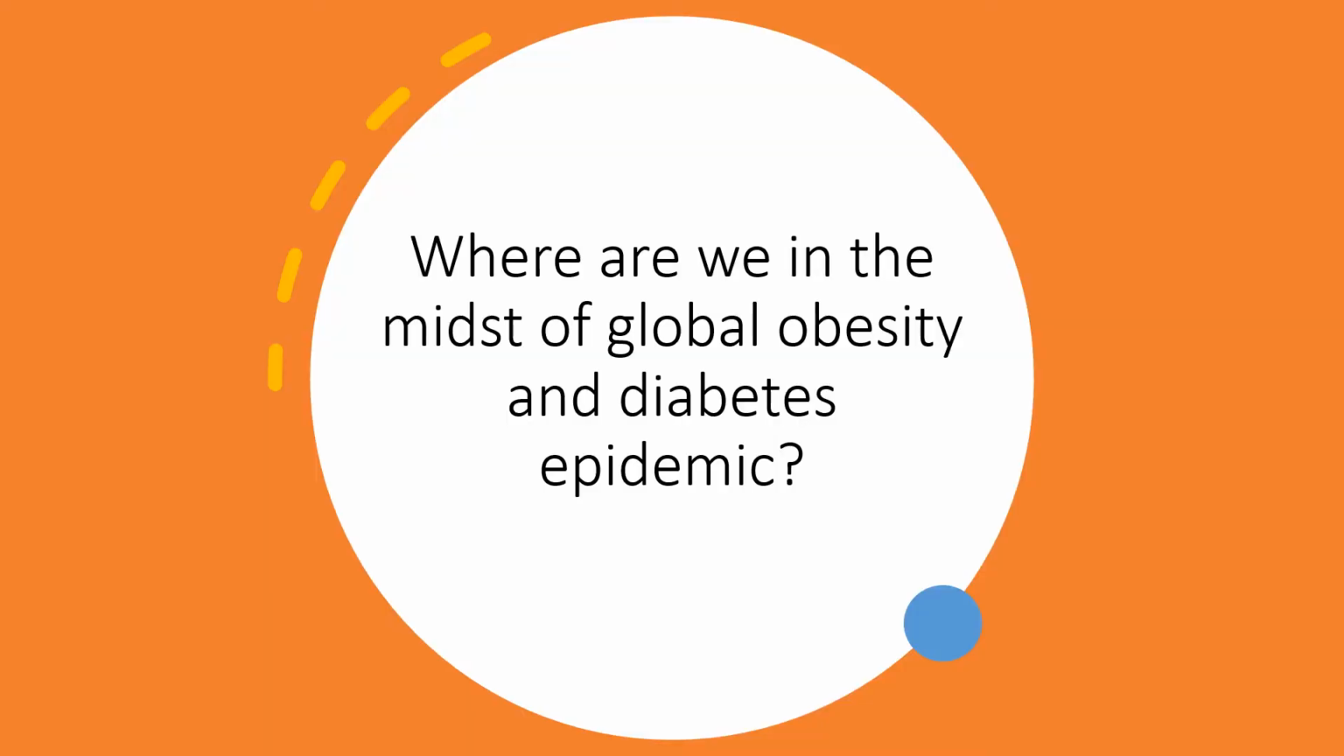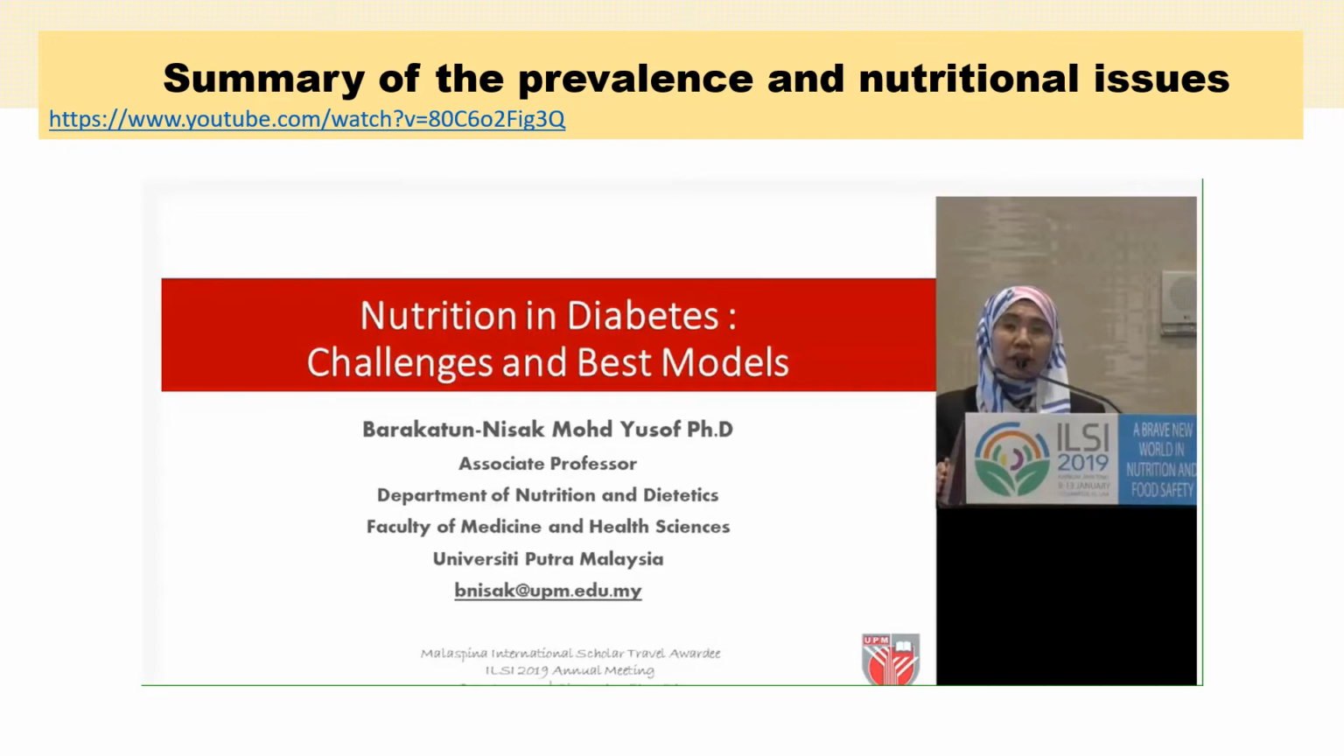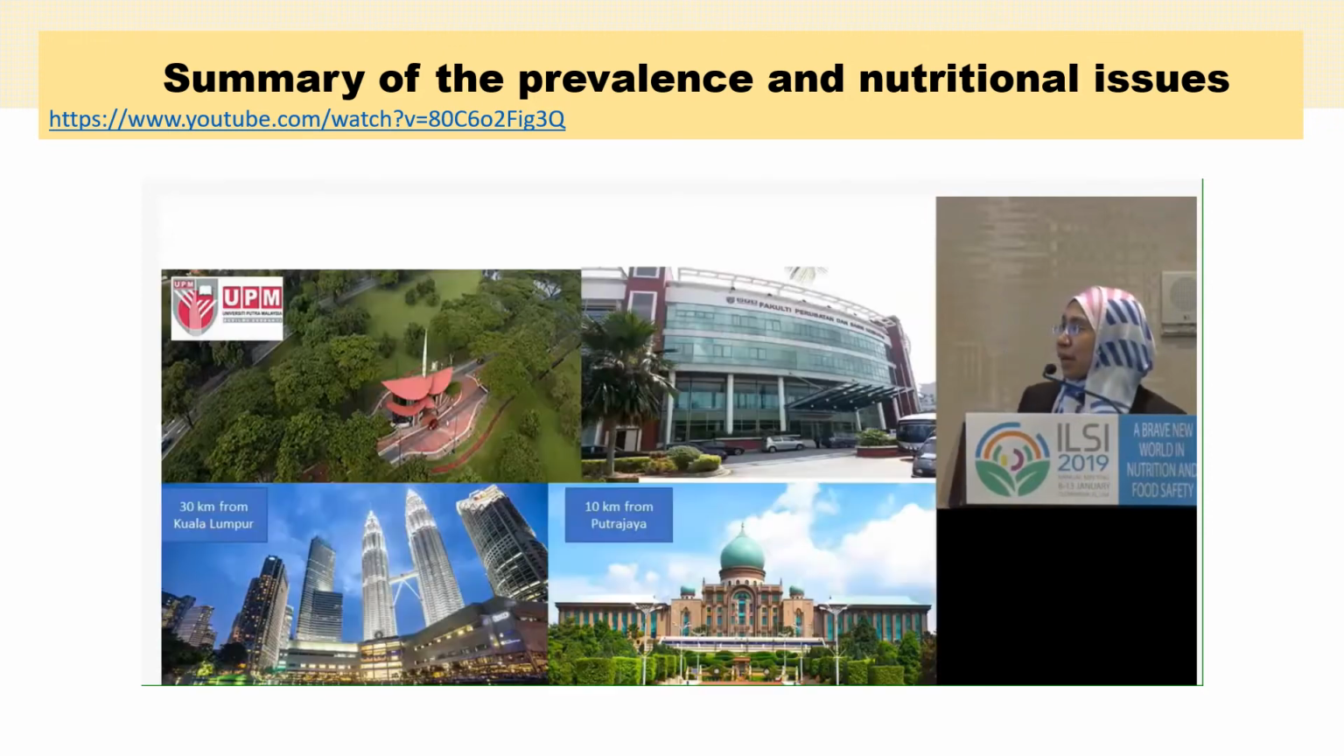Now, let's look into the prevalence and the nutritional issues. What I would like to present here is about the challenges, as well as what we have been doing to identify the best model. My name is Barakatun Muhammad Yusuf. I'm an associate professor from the Department of Nutrition and Dietetics, Faculty of Medicine and Health Sciences, Universiti Putra Malaysia.